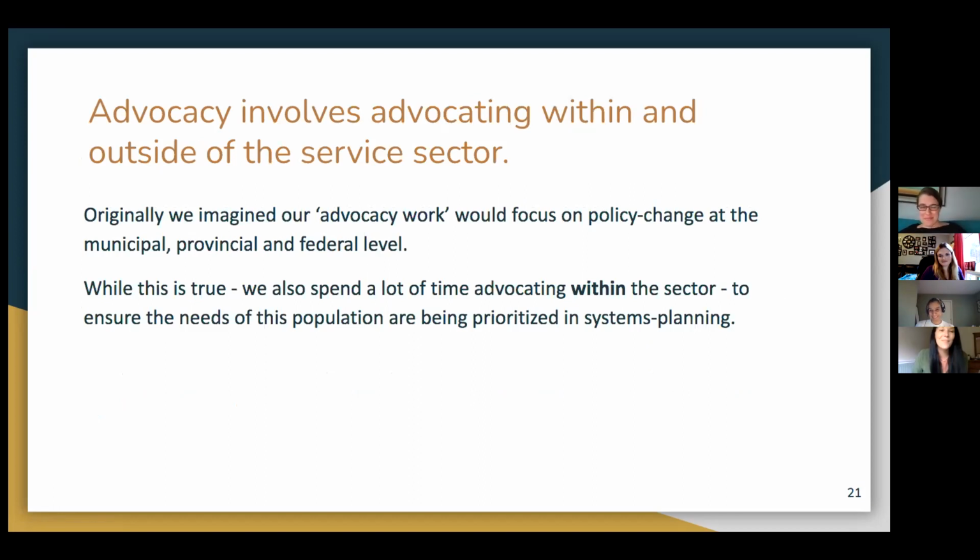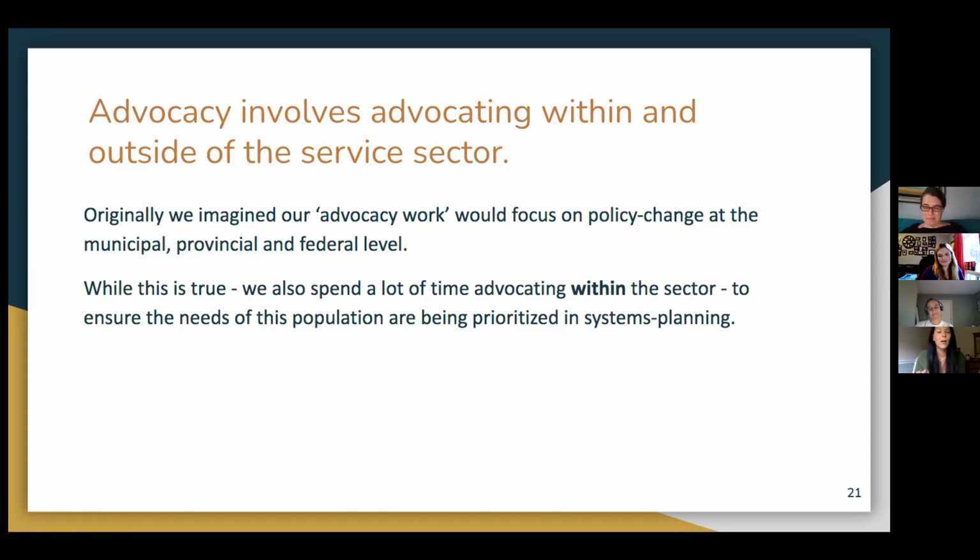Okay. And we also know that advocacy involves advocating within and outside the service sector. So this was a pretty key lesson learned in our project. Originally, we imagined that our advocacy work would focus on policy change at the municipal, provincial, and federal level. I remember early days having conversations about mapping out all the different policies that were impacting this population and seeing where we could intervene and where advocacy would be best focused.